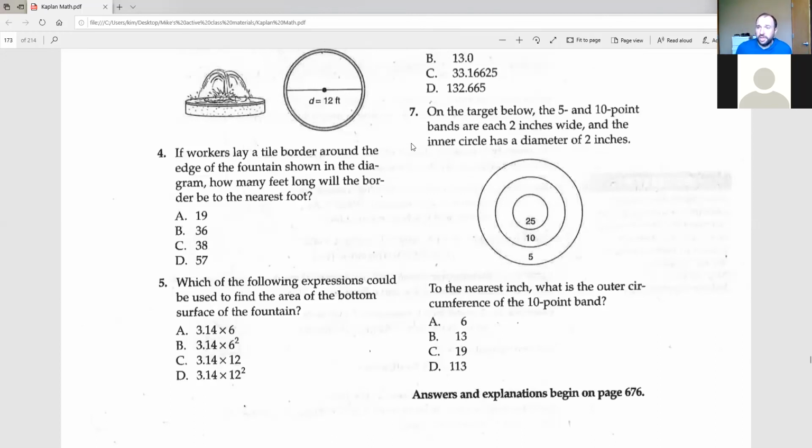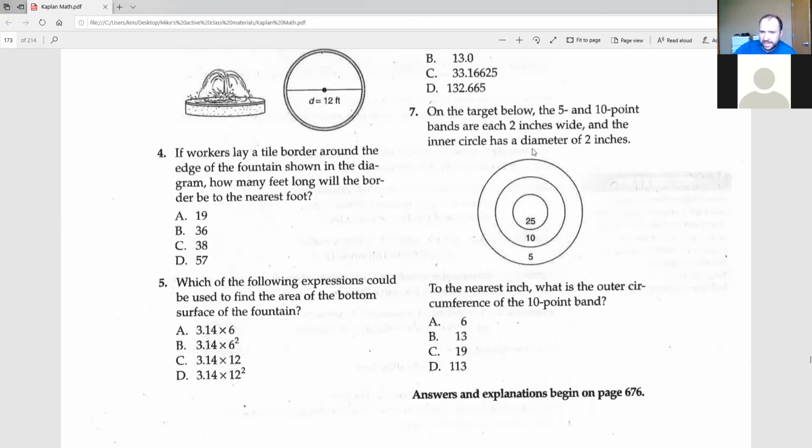So this is a pretty tricky question, and one that most people, when we go through this, don't get this right. So that's kind of why I chose it. So the question says, on the target below, 5 and 10 point bands are each 2 inches wide. The inner circle has a diameter of 2 inches. What that is telling us, let's just break that down.